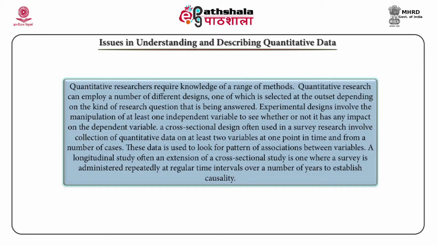Quantitative research can employ a number of different designs, one of which is selected at the outset depending on the kind of research question that is being answered. Experimental designs involve the manipulation of at least one independent variable to see whether or not it has any impact on the dependent variable. A cross-sectional design, often used in survey research, involves collection of quantitative data on at least two variables at one point in time and from a number of cases. These data are used to look for patterns of associations between variables.